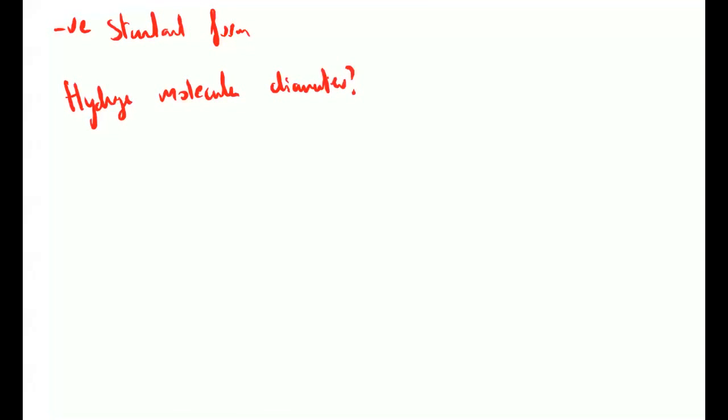So basically, we were discussing standard form, and we were saying the diameter of the hydrogen molecule. So I'll Google search for it, 1 minute. Hydrogen molecule diameter. Oh my God, it's 289 picometers. That's 10 power negative 15.